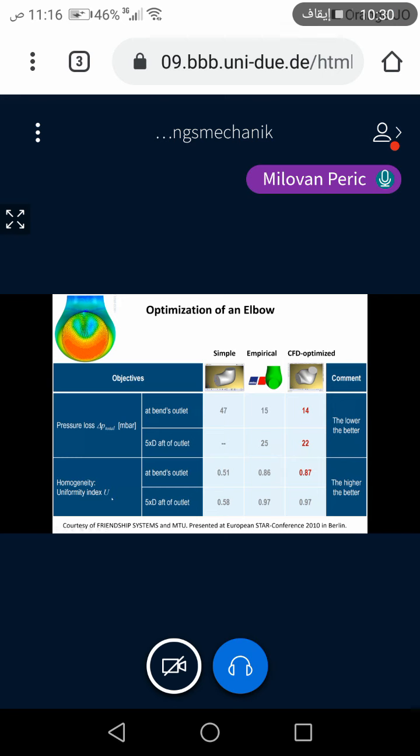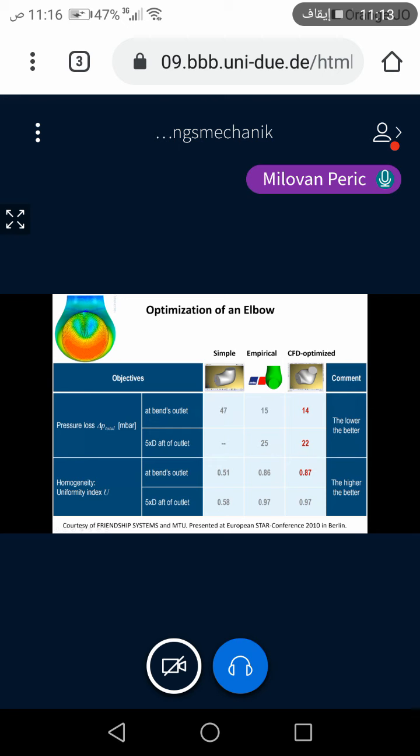So how exactly was this uniformity index specified here? I'm not 100% sure, but it is something similar to the deviation of the velocity from the mean. And you want this deviation to be minimal. So a homogeneity index of 1 would mean that the flow is simply uniform across the cross section. And you see here that this simple shape has a large pressure drop, 47 millibar. The experimentally optimized has 15, which is only 1/3 of it, and computationally optimized 14, a little bit better.